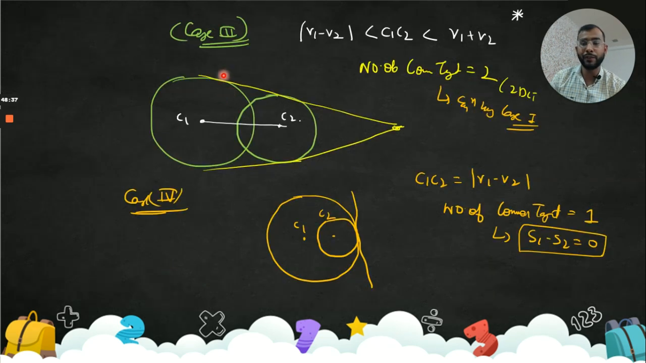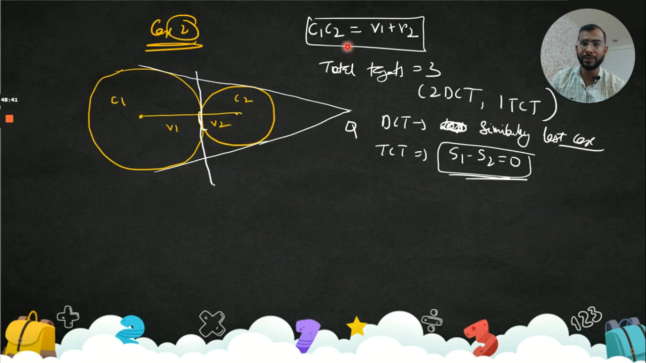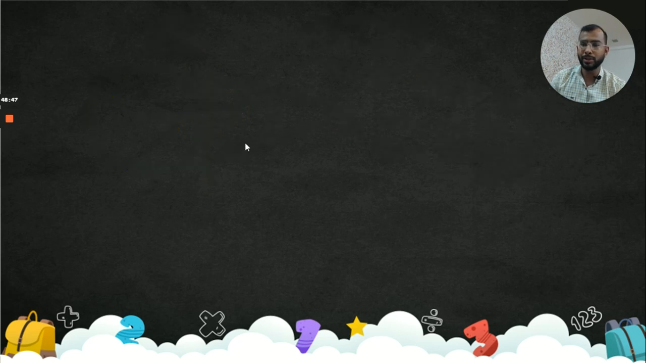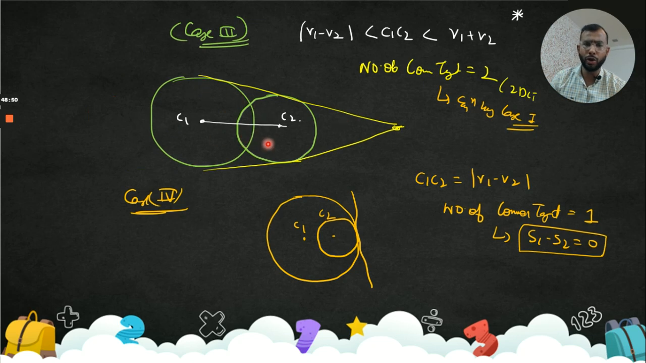Case 2, first case C1 C2 is greater than R1 plus R2. Second case C1 C2 is equal to R1 plus R2. Total tangents 3. You can find DCT normally. This is nothing but your S1 minus S2 equal to 0. Then no common tangent, like no TCT, 2 DCT only. You can find the equation normally.